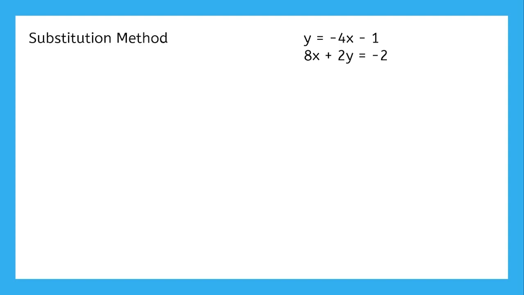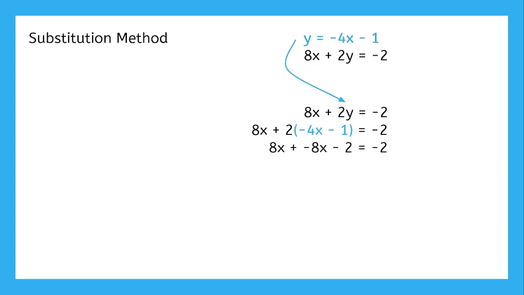Let's do one example with substitution. Say we've got the equations y equals negative 4x minus 1 and 8x plus 2y equals negative 2. Since the first equation already has y isolated, we decide the best method here would be the substitution method. So we take the second equation, plug it into y using the first equation, and solve. We distribute the 2 across the parentheses, then the 8x and negative 8x zero out, and we're left with negative 2 equals negative 2. So which one of our special cases is this?